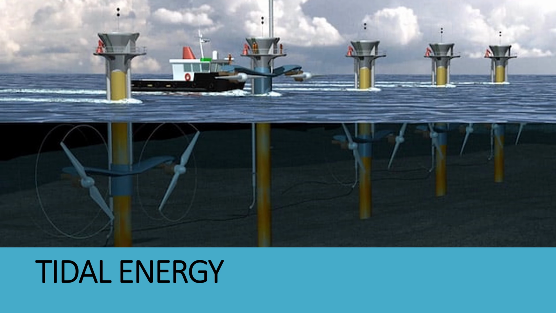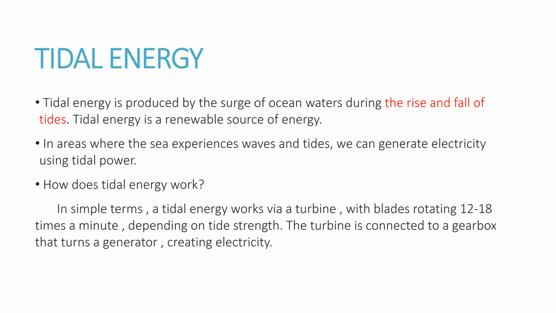Coming to tidal energy. Tidal energy is produced by the surge of ocean waters during the rise and fall of tides. Tidal energy is a renewable source of energy. In areas where the sea experiences waves and tides, we can generate electricity using tidal power. How does tidal energy work? In simple terms, a tidal energy system works via a turbine, with blades rotating 12 to 18 times a minute, depending on tide strength. The turbine is connected to a gearbox that turns a generator, creating electricity.